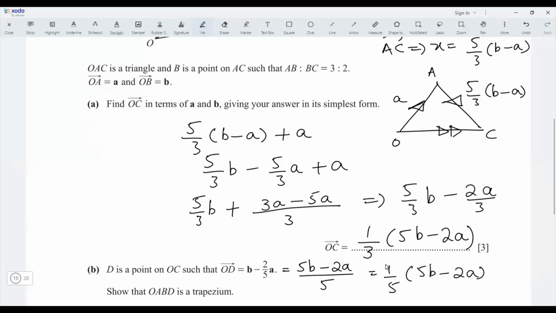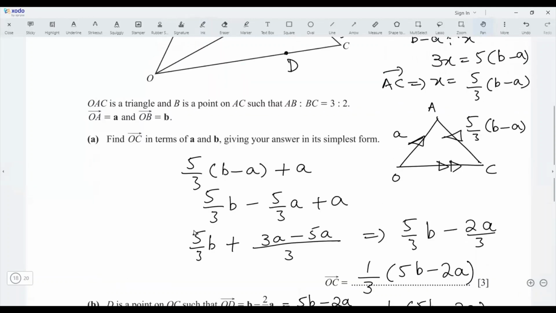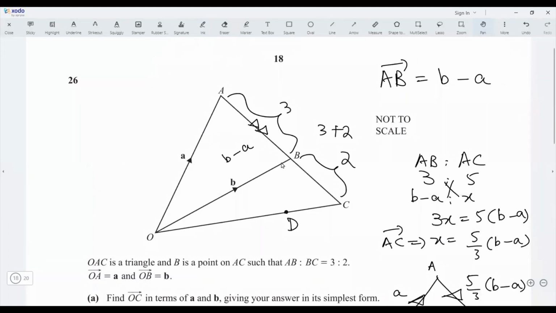Both of these are multiples because these two are parallel vectors. It is 1 by 5th of it. So we need to show OA, B and D is a trapezium. For having a trapezium, we need to have two of the lengths parallel. So we can see from the diagram, it looks like OA can be parallel to DB.